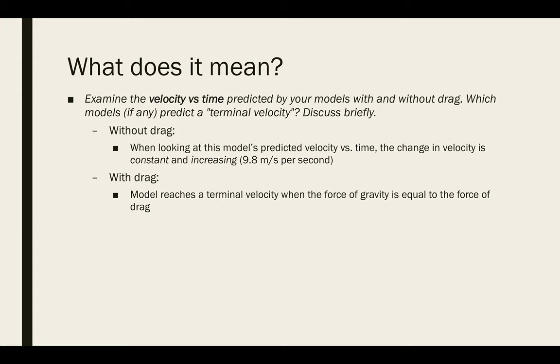In the model accounting for drag, though, the model reaches a terminal velocity at the point where the gravitational and drag forces are equivalent, or when net force equals 0. The change in velocity at that point is 0, and the velocity is constant, so that's when the terminal velocity is reached.